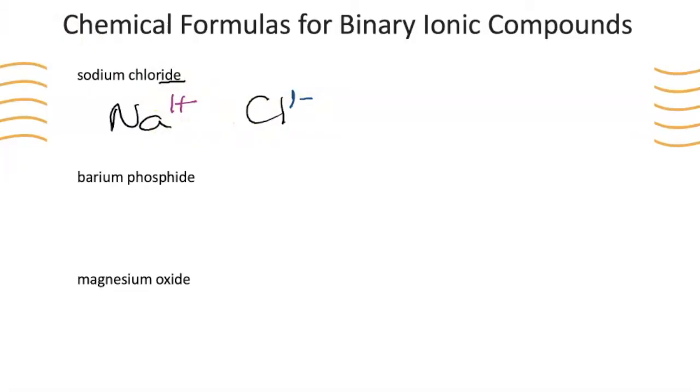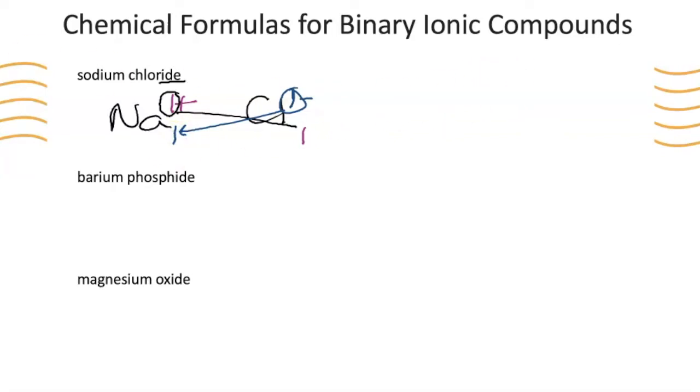Normally, we do not have to write the 1s in front of the charge if it's a 1, but I want to do it here so that you can see what I mean by swap and drop. We will take the charge only, not the symbol, but the charge only of the cation, and use that as the subscript of the anion. And we will do the same thing for the anion. This will now become the subscript for the cation.